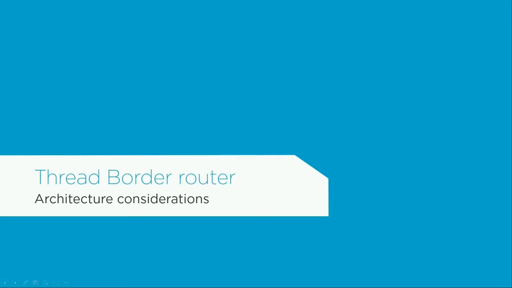Earlier in this presentation, I mentioned the Thread Border Router role. A Thread Border Router connects a Thread network to other IP-based networks, such as Wi-Fi or Ethernet. And the Thread network requires a border router to connect to other networks. Let me present in more detail what the options are to provide Thread border routing functionality.